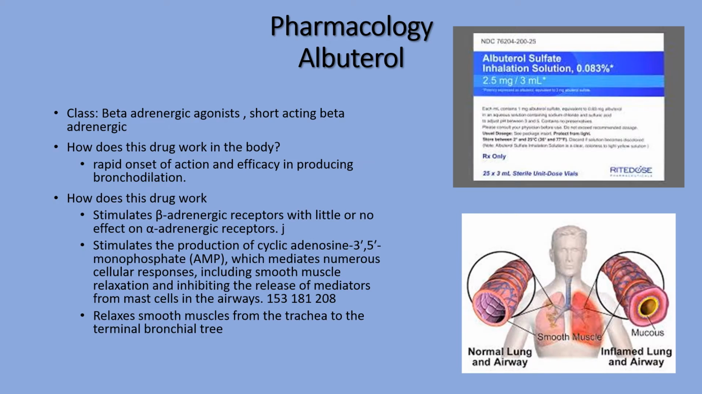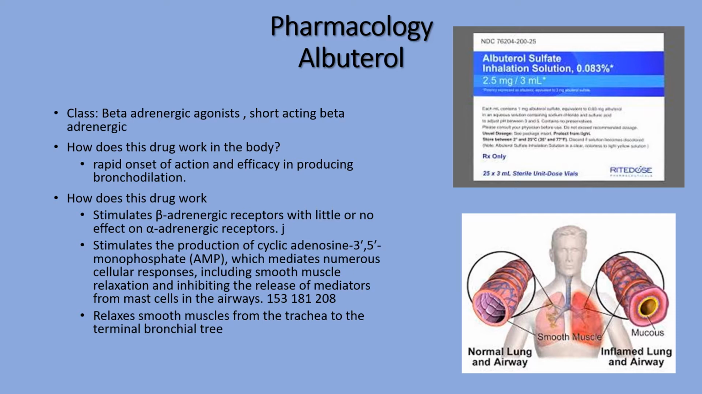So what are you doing when you're having an asthma attack, when you have a COPD exacerbation, when you're having a hard time having that air exchange with CO2 and oxygen? Well, you relax those smooth muscles in the trachea and terminal bronchial tree. How do you do that, you may ask? Well, take a shot of albuterol.